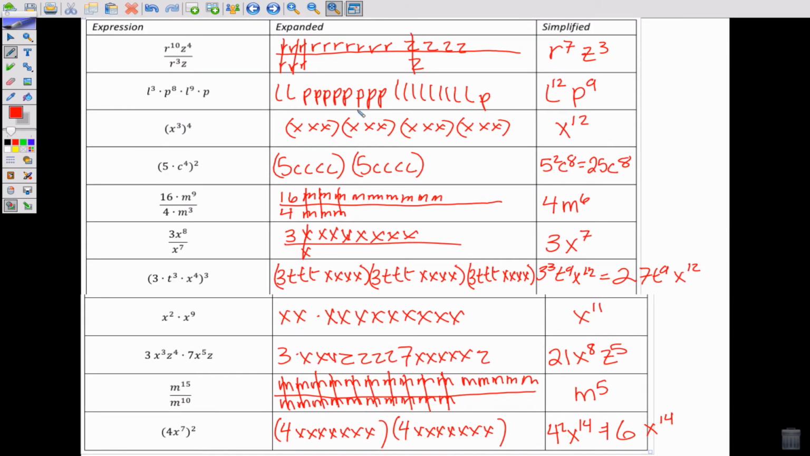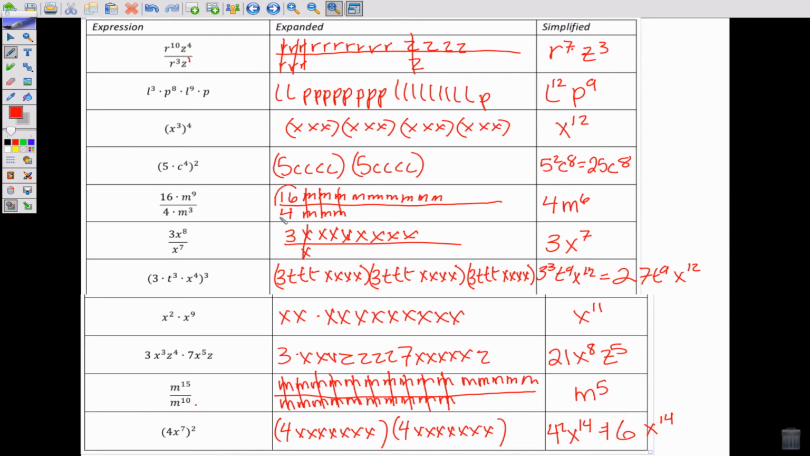Finally, we're moving on to exponents. If you remember, if we expand out these exponents, when we're dividing, we have everything on the top and the bottom. So here and here and here. And then the same thing on the top and bottom cancel out. So here, 10 minus 3 gives us r to the 7th. 4 minus 1 gives us z to the 3rd. 9 minus 3 gives us m to the 6th. And 15 minus 10 gives us m to the 5.